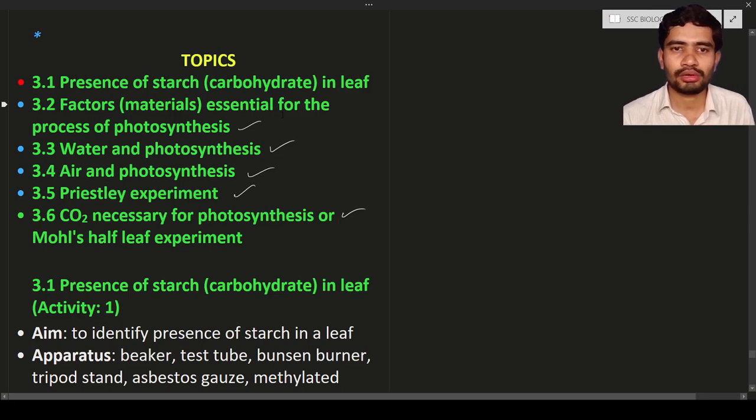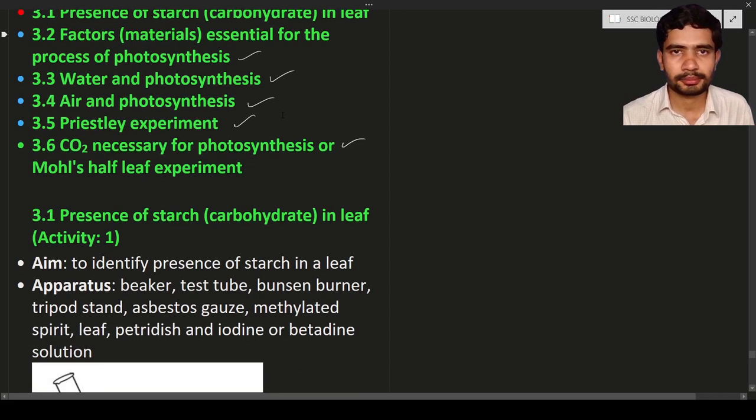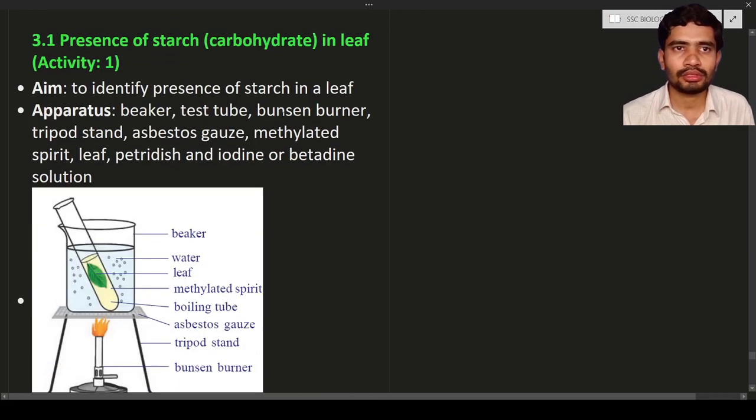Okay, so carbohydrate in leaf, that is activity 1. In this activity, we have to show that carbohydrates are present in the leaf. What is meant by carbohydrate? That is also what we call starch. What is the difference between starch and glucose molecules?